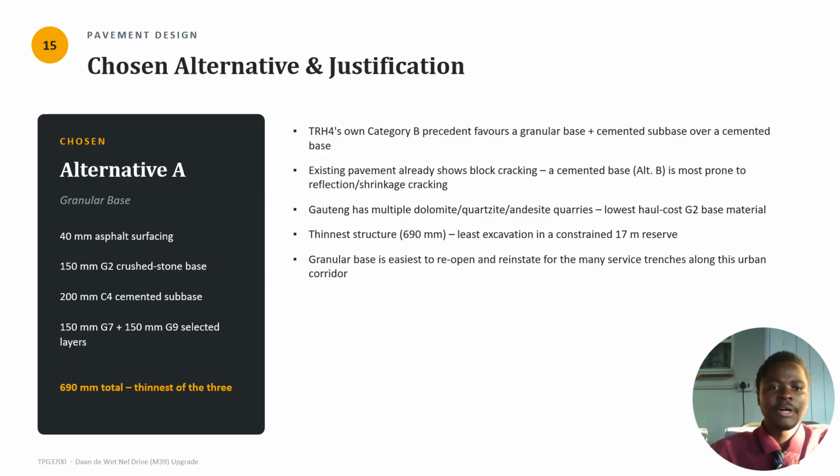Also, my chosen alternative and my justification for it is that category B presents a favorable granular base over a cemented base. Basically, alternative B is more prone to reflective shrinkage cracking, so we don't want that, because cracking is one thing we are fighting against.